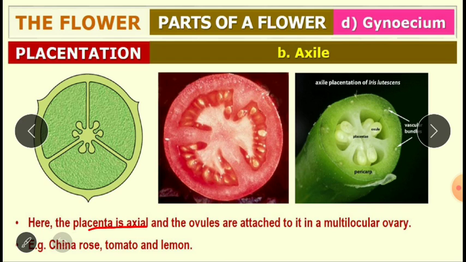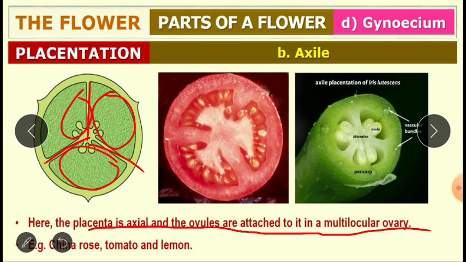Here, the placenta is axile and the ovules are attached to it in a multilocular ovary. Multilocular means we are going to have many chambers or locules in the ovary. You can see over here how the placenta has got divided in such a manner that cavities will be formed in your fruit or in the ovary. So, here the placenta is axile and the ovules are attached to it in a multilocular, many chambered ovary.